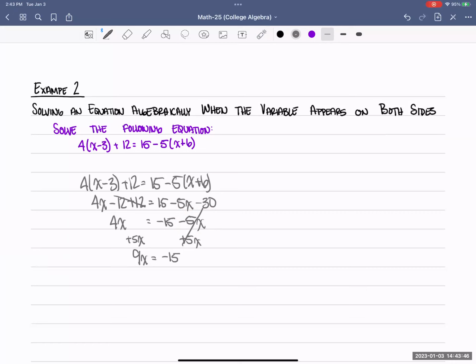And lastly, to get x by itself, we're going to divide both sides by 9 because this 9 is being held together with this x using multiplication. Opposite of multiplication is division. So dividing both sides by 9. x is equal to, we keep the sign of the negative. And I do know that both of these are divisible by 3. So 15 divided by 3 is going to give us 5. 9 divided by 3 is going to give us 3. And it doesn't look like it simplifies any further than that. So we have x is equal to a negative 5 over 3.